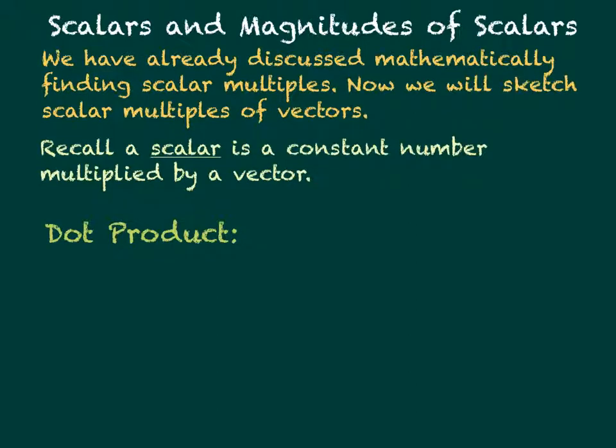Scalars and magnitudes of scalars. We have already discussed mathematically finding scalar multiples. Now we will sketch scalar multiples of vectors and understand them in context of word problems. So we will need to recall that a scalar is a constant number that is multiplied by a vector. So we might first have to find the vector, and then we can multiply it by a scalar. And then we find the magnitude the same way we have before.